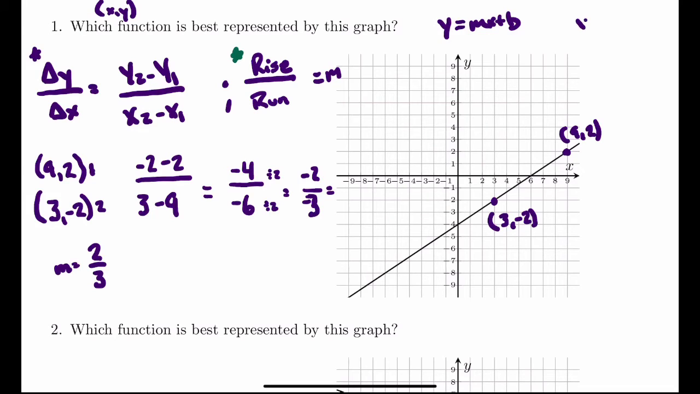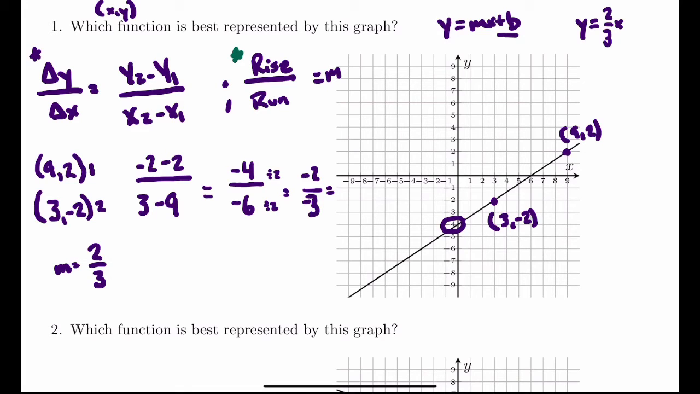So I can do y equals 2/3 x. And now we just need that plus b. Remember, we need this plus b right here. Well, that is just the y-intercept. Remember, that's where the line crosses the y-axis. So if I look at my line, I see that this crosses here at -4.